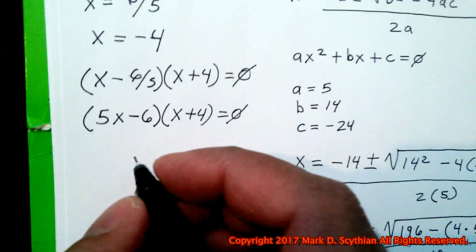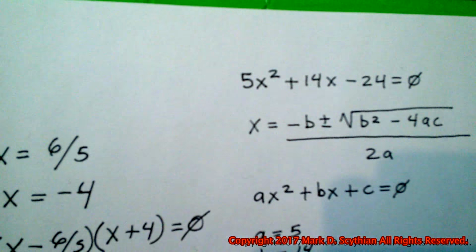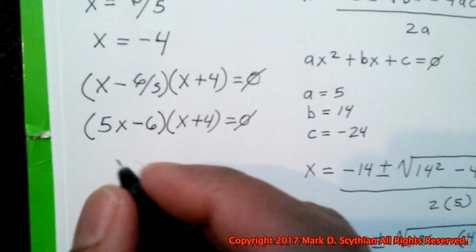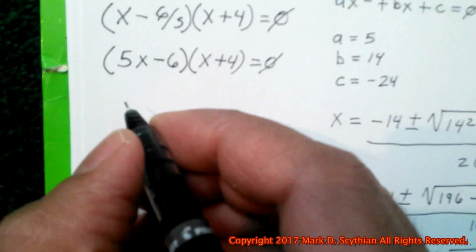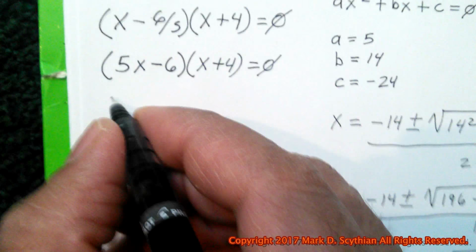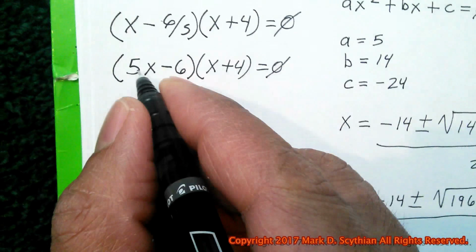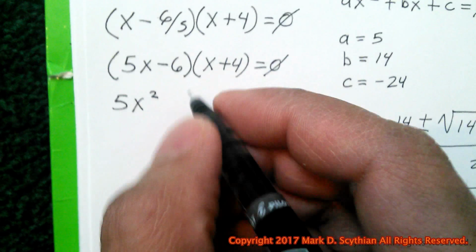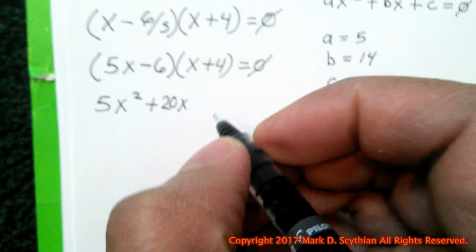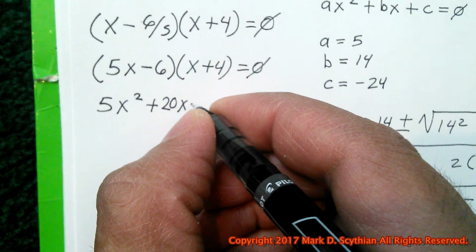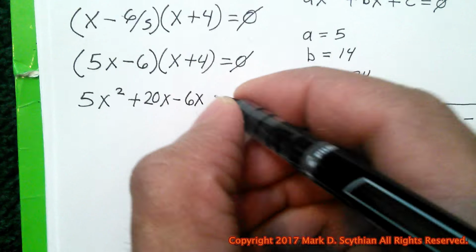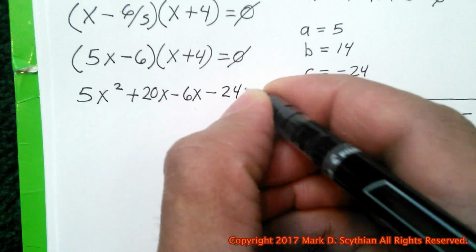So we can test it. We have 5x squared plus 14x minus 24 is equal to 0. We need to factor it. We have the following factors, so we'll expand them to verify if the calculation is correct. 5x times x is 5x squared, 5x times 4 is positive 20x. Negative 6 times x is negative 6x. And negative 6 times positive 4 is negative 24.